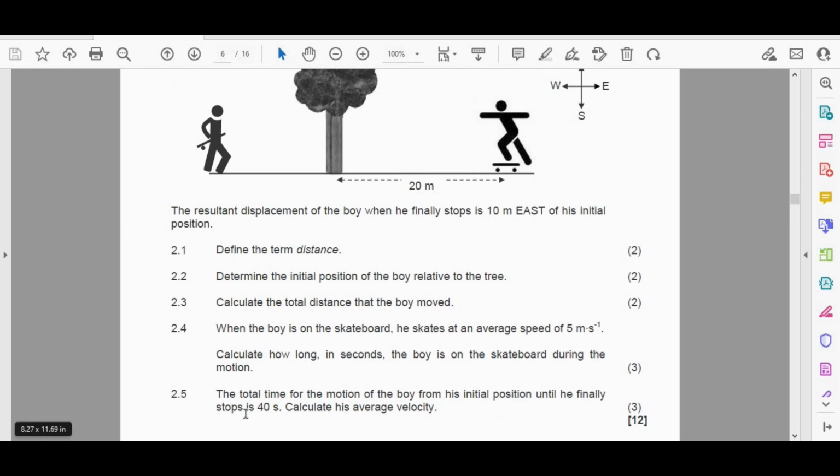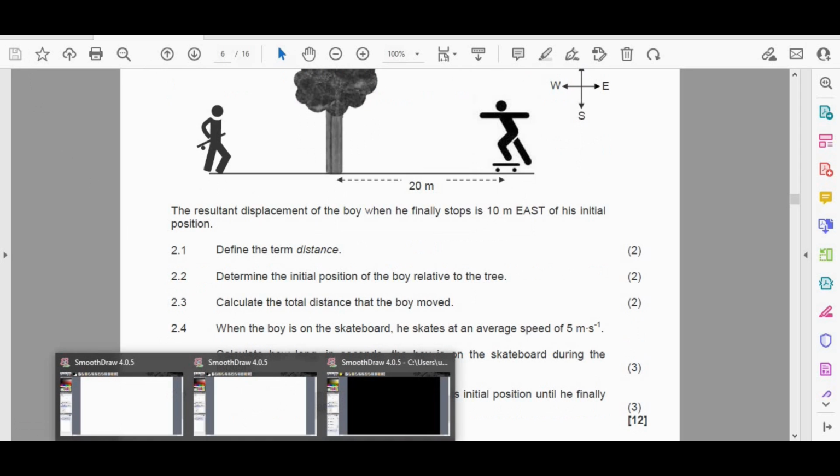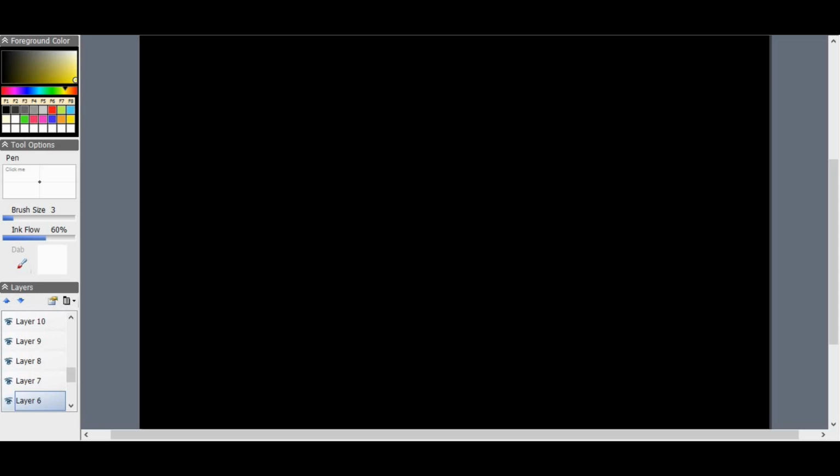First question was define the term distance. All right. Why do I have 2 of these? Oh, there we go. I don't know why I had more than one board open.